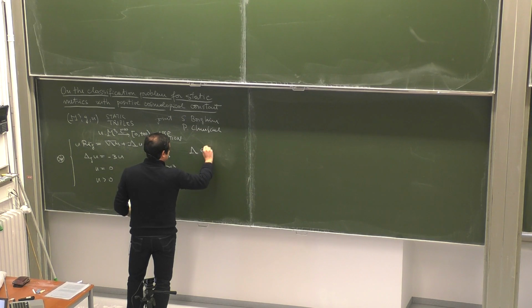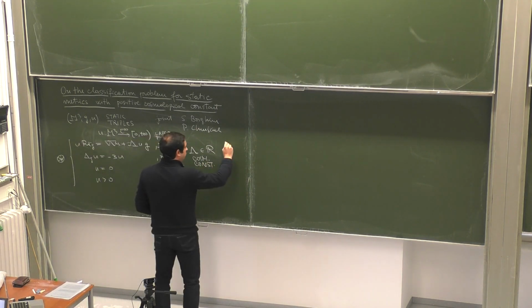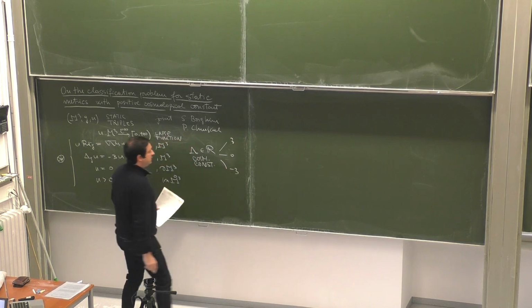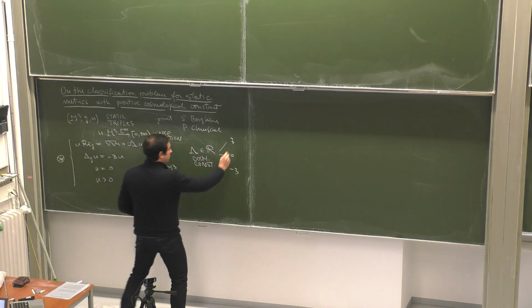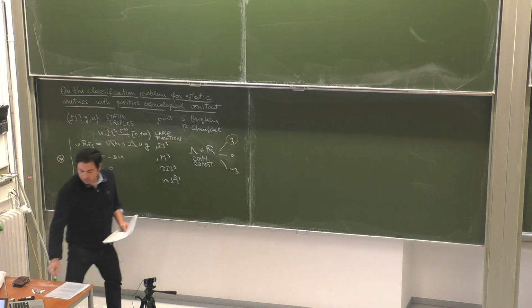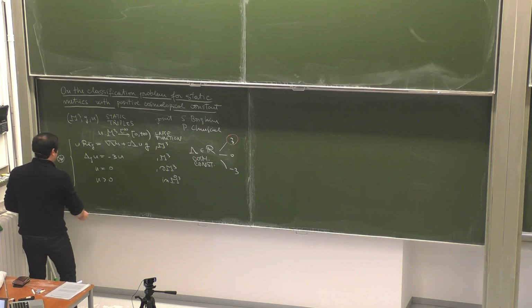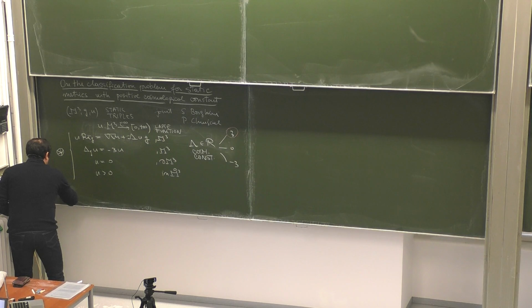The constant lambda is the cosmological constant. In the following, it will always be normalized to be 3, 0, or minus 3. This is our choice of normalization. We will be mainly interested in the result in the case with positive cosmological constant, so with lambda equal to 3.